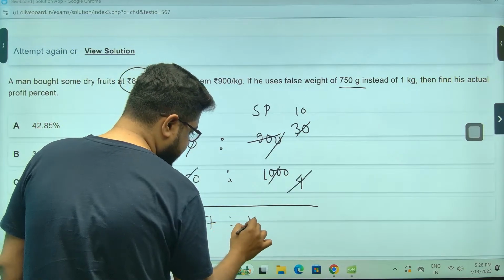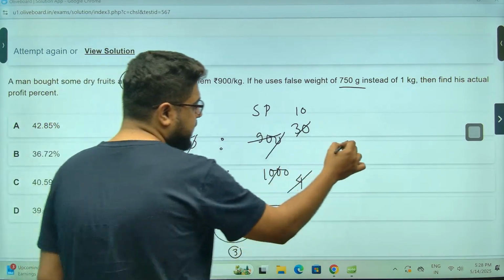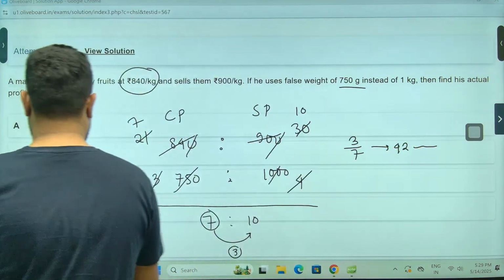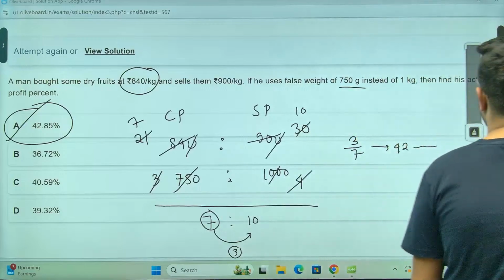7 rupees, ratio 7 to 10. That means a profit of 3 rupees out of 7 rupees. 3 by 7, 42 point some percentage. Option A, sir. Done.